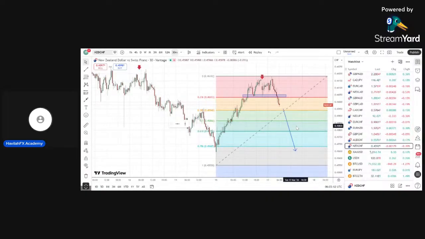So we're very bearish on the NZDCHF, and this is intraday. It's very active. It's running right now. We're very, very bearish on the NZDCHF.